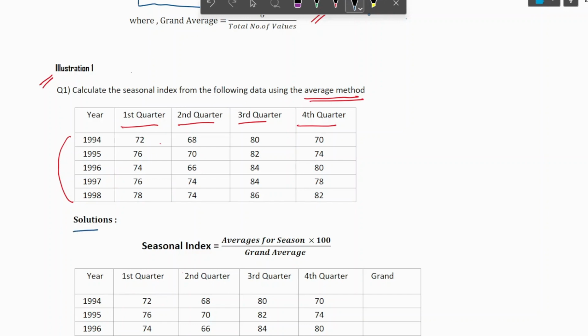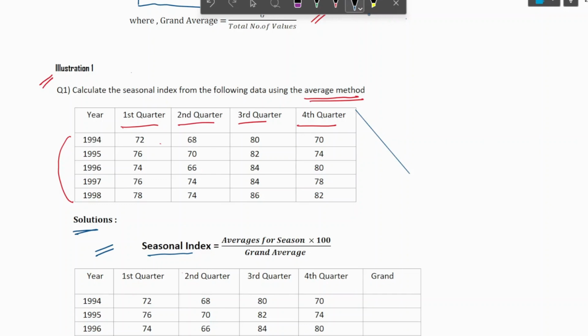For the solution, first we will write the formula. What's the formula? Seasonal index equal to average for the season into 100 divided by grand average. Now we will complete the answer by using a table. Here we are going to calculate the seasonal index for each quarter, that is first quarter, second quarter, third quarter and fourth quarter. How do you construct the table? First, make the table with the year, first quarter, second quarter, third quarter and fourth quarter values. Then you will add one extra column, that is your grand total.